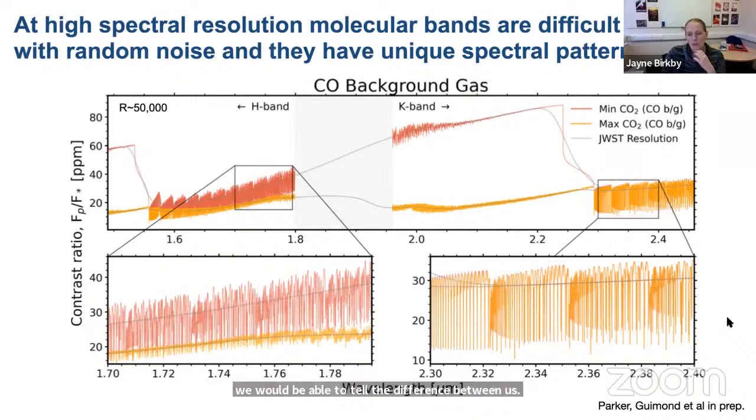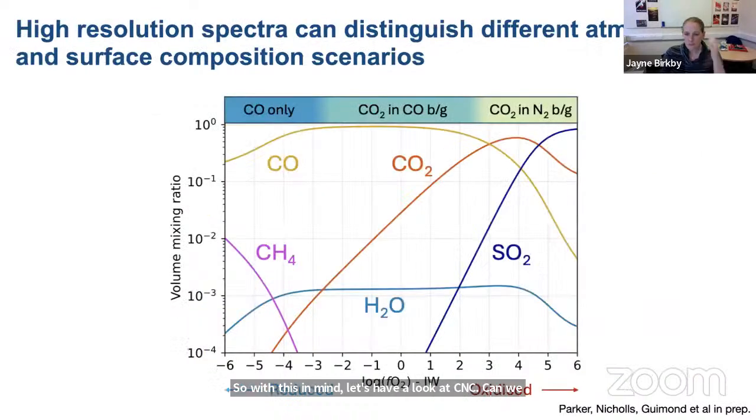So this is something we're looking at to see whether or not current high resolution spectrographs can actually do this work. So that's in preparation with several of the students and postdocs here in Oxford. So with this in mind, let's have a look at it. Can we actually do high resolution spectroscopy? But, well, I can tell you why this might be interesting for this particular planet.